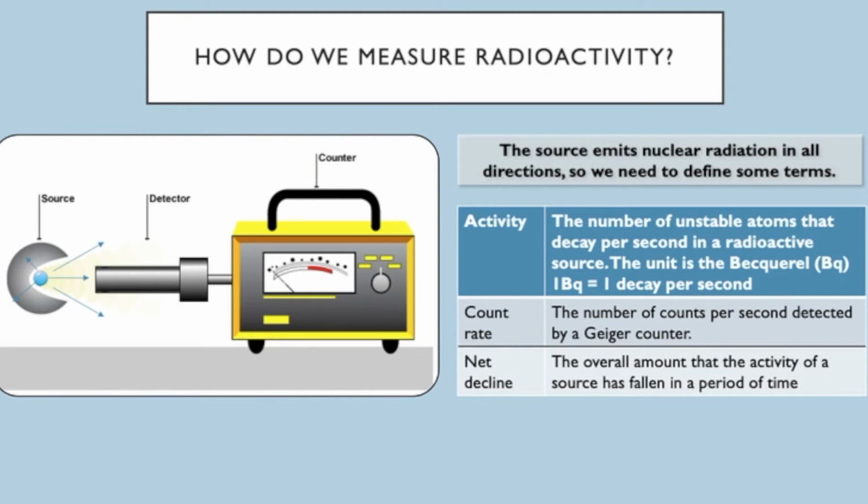Now the count rate is the number of counts per second detected by the Geiger counter. So you're obviously pointing this in one direction, and you're not going to get all of the 360 degrees of that activity, but you are going to get a proportion of it. So the count rate is directly proportional to the activity, but the count rate isn't the same as the activity. It's not going to be as much. And then over time, we have a net decline. The overall amount that the activity of a source has fallen by in a period of time is called the net decline. Okay, so there are just a few definitions that you need to be aware of when you're looking at half-life and radioactivity.